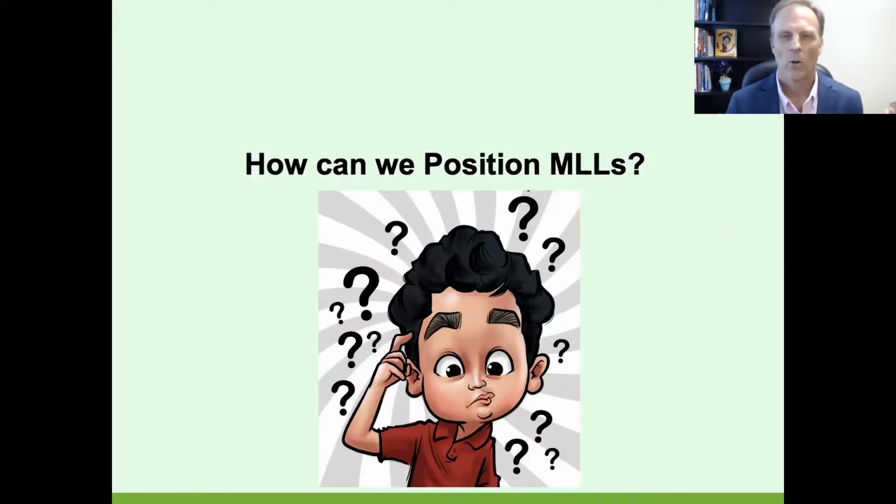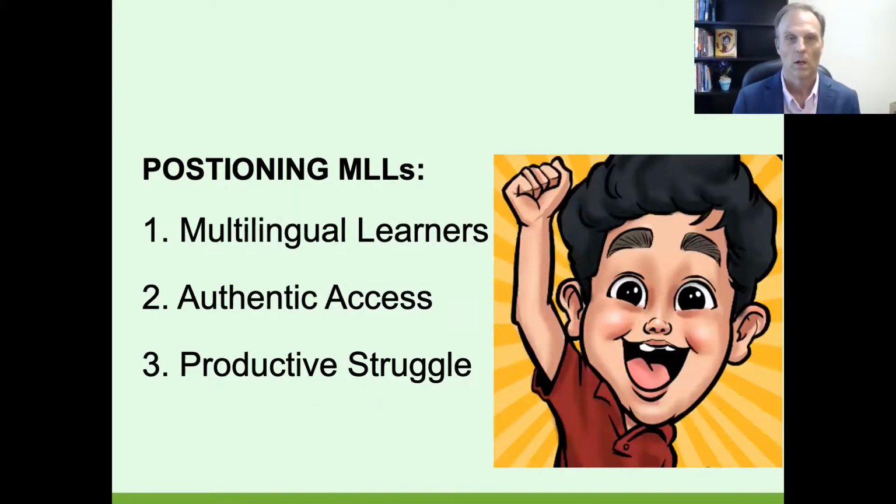Let's consider, how can we position our MLLs? How can we position our multilingual learners? Well, just to review, we can position our multilingual learners by calling them multilingual learners, by having authentic access, using those visuals and sentence stems, but when we do that, make sure it's about them, and our multilingual learners can visualize themselves and have high access, have high standards, high expectations.